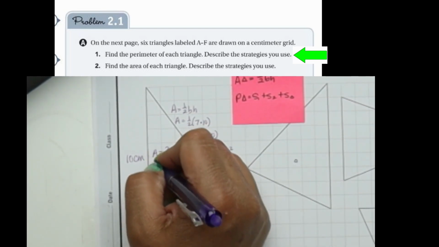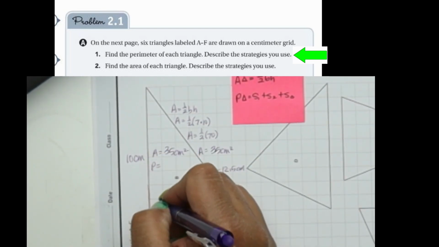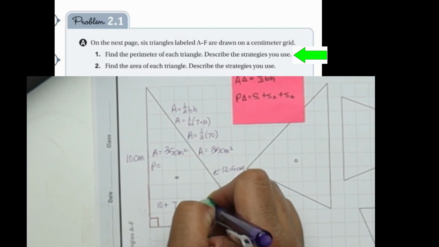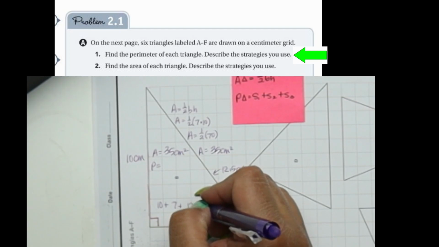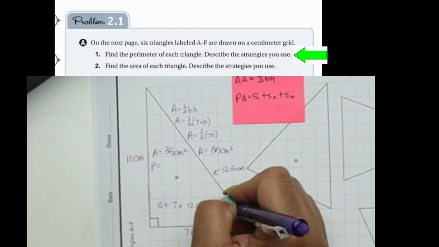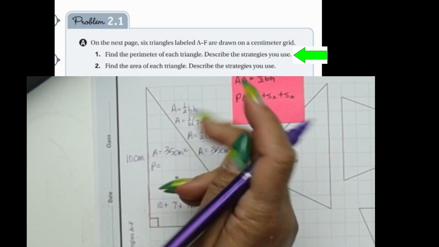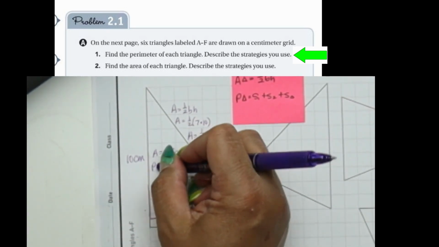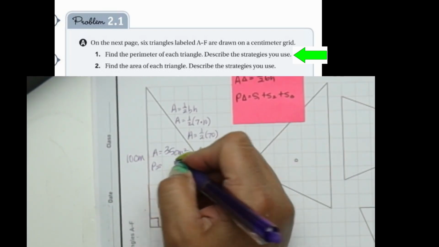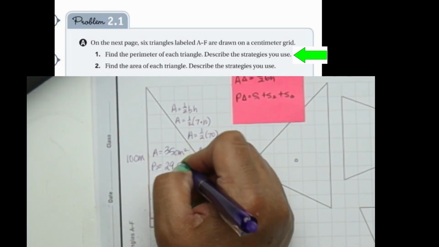So perimeter equals 10 plus 7 plus about 12 and a half equals 19 and a half, plus 10 is 29 and a half. So I'm going to say about 29 and a half centimeters.